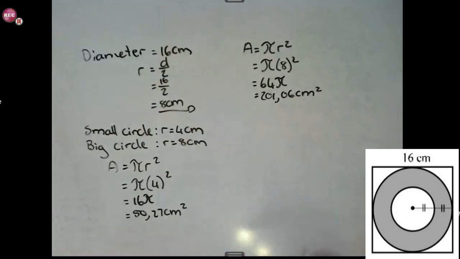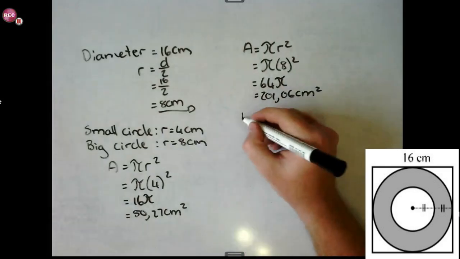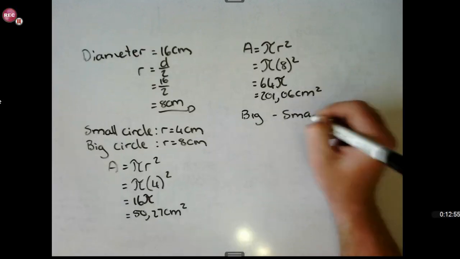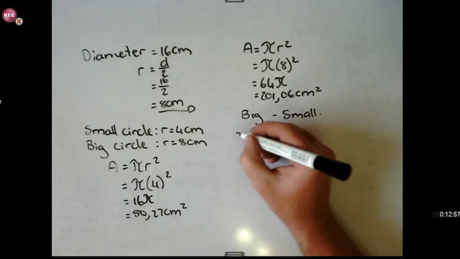Now, in order to calculate the shaded area, you need to subtract the small value from the big value. So we're going to subtract the small circle from the big circle. So it's big circle minus small circle. Okay?